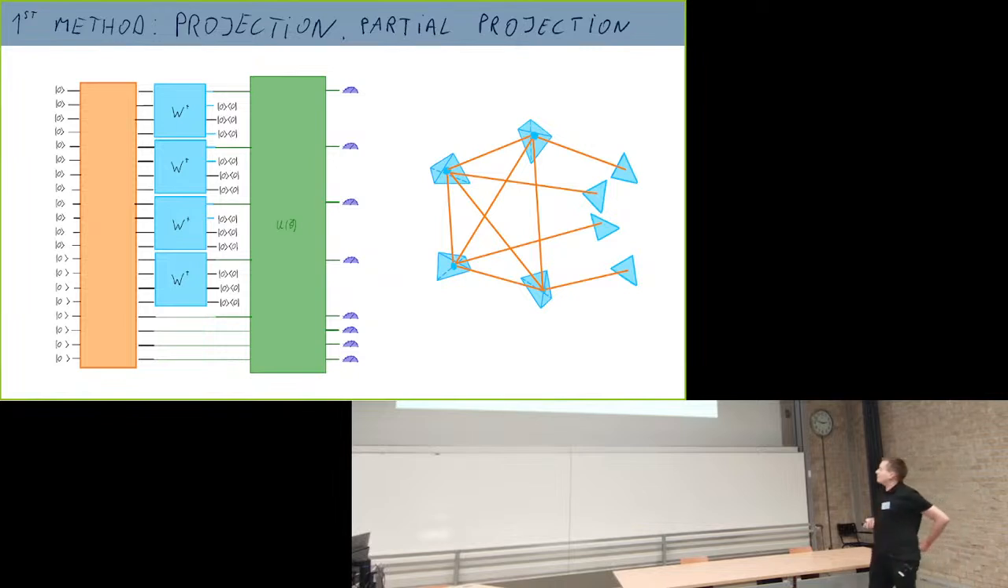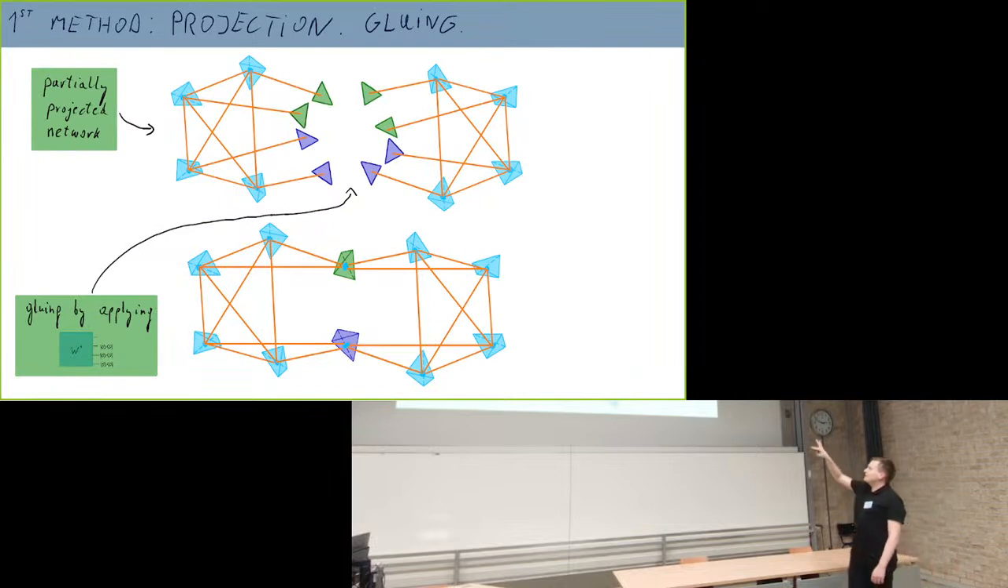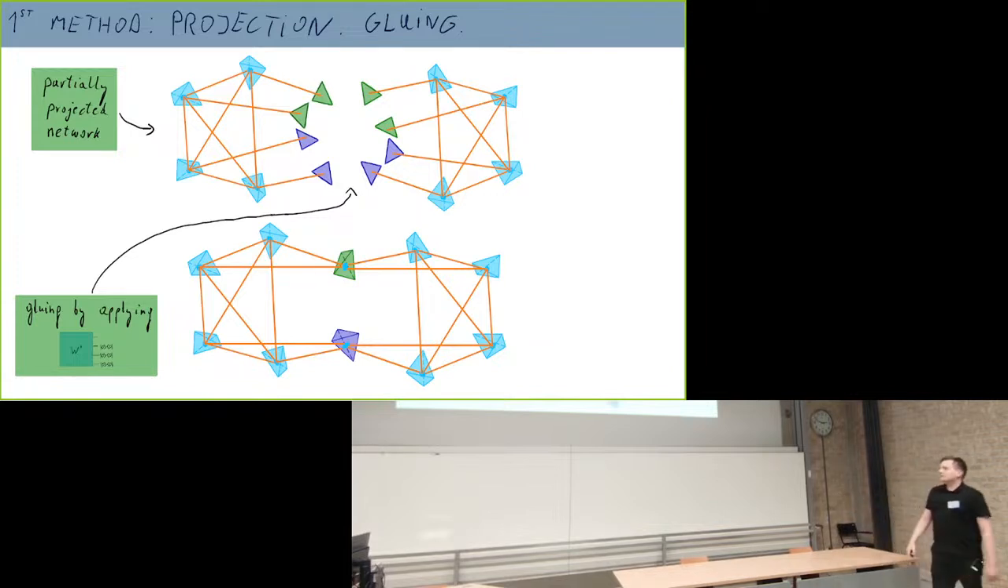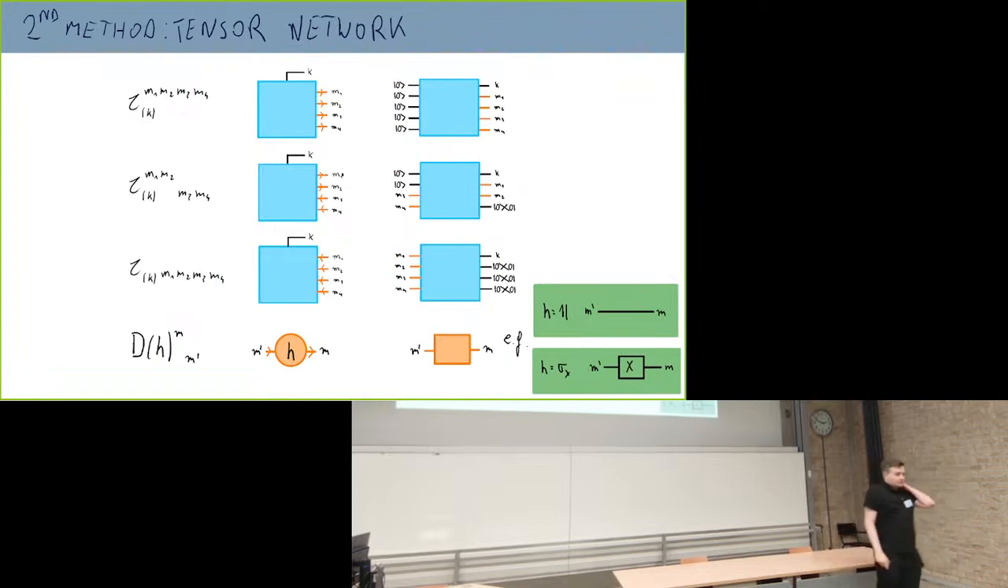It can be partially improved by partial projection. For example, we can take our pentagram, but we leave these four spins without projection. Then we can glue together two such spin networks and obtain a spin network with 10 nodes. Using these partially projected spin networks, we can build spin networks with higher and higher numbers of nodes with not many measurements. But there is also a second method, which is better.